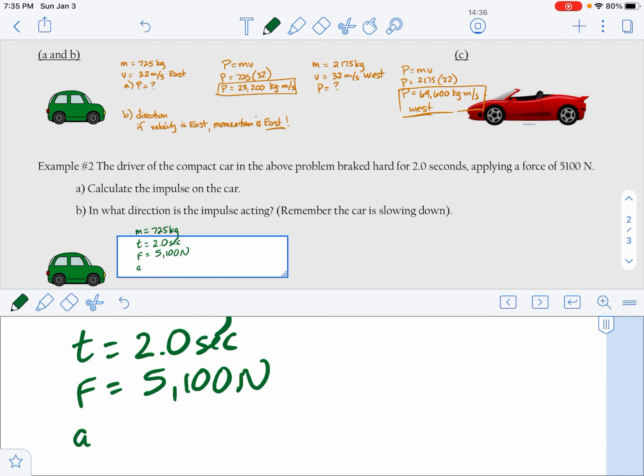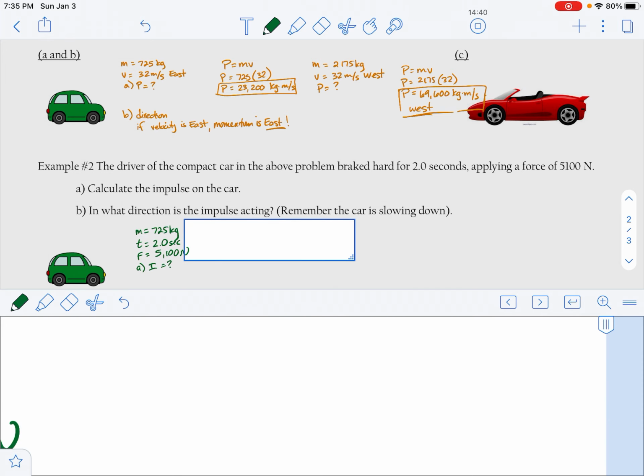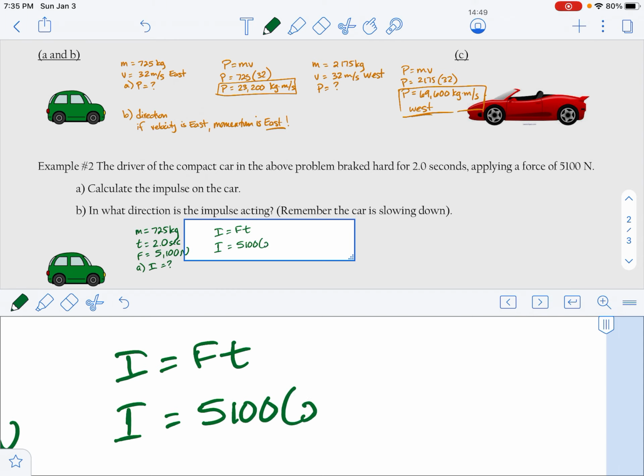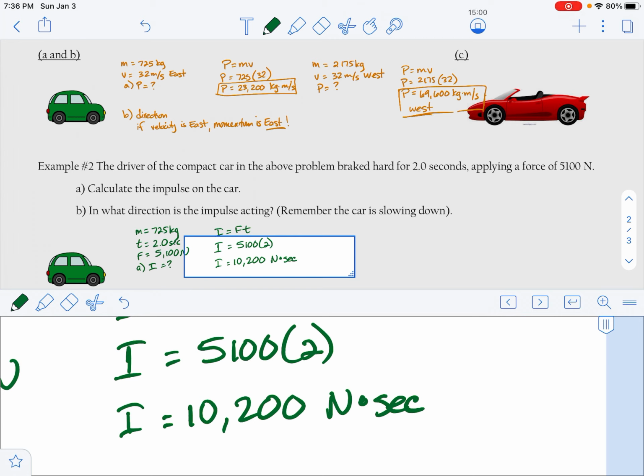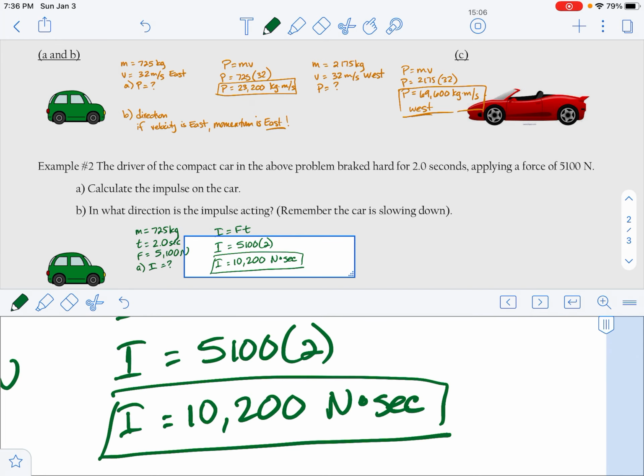All right, and part A says calculate the impulse on the car. Okay, so impulse is force times time. Oh, I guess I didn't need the mass, did I? So I'm going to have 5,100 times 2. I feel like I should be able to do that in my head. Let's see. So 10,200. These are newtons times seconds because my force is in newtons and my time is in seconds. All right, so there I calculated the impulse.